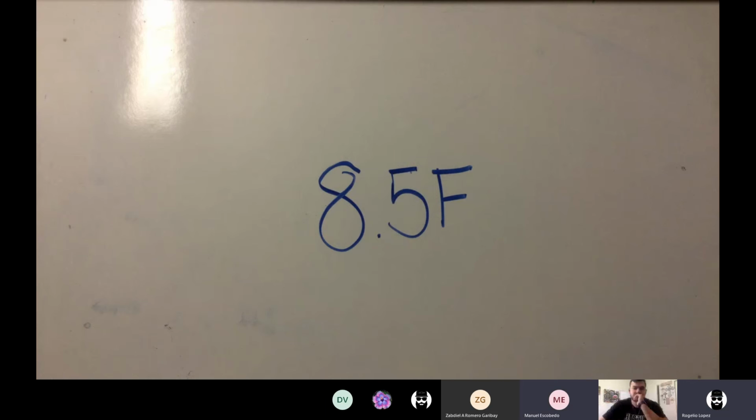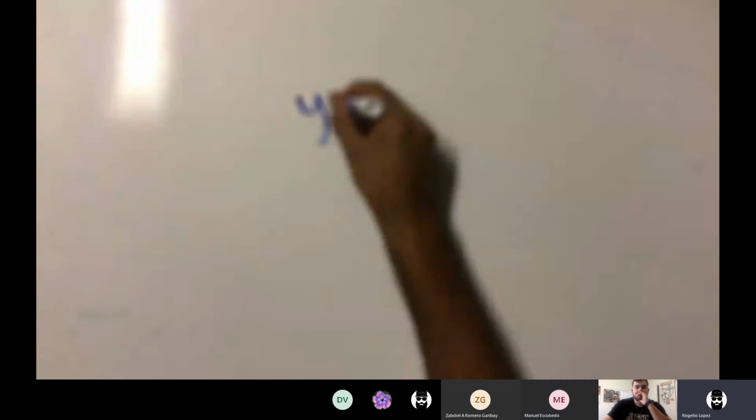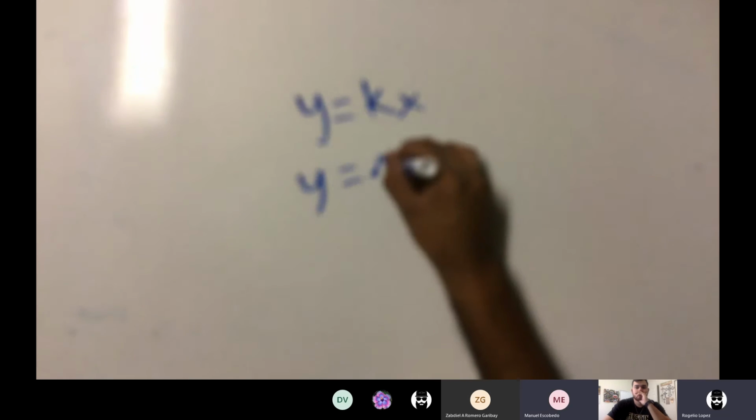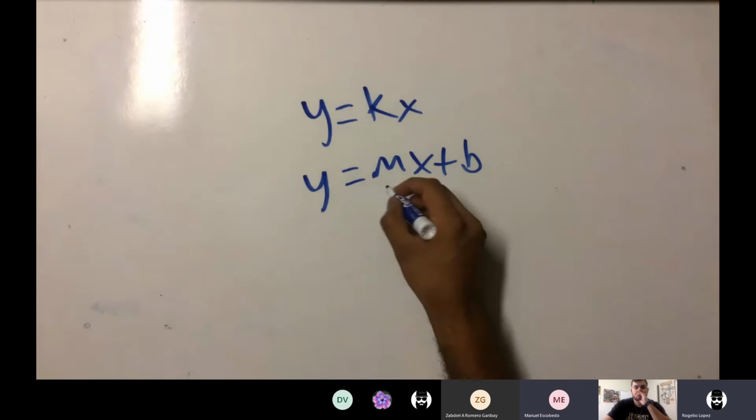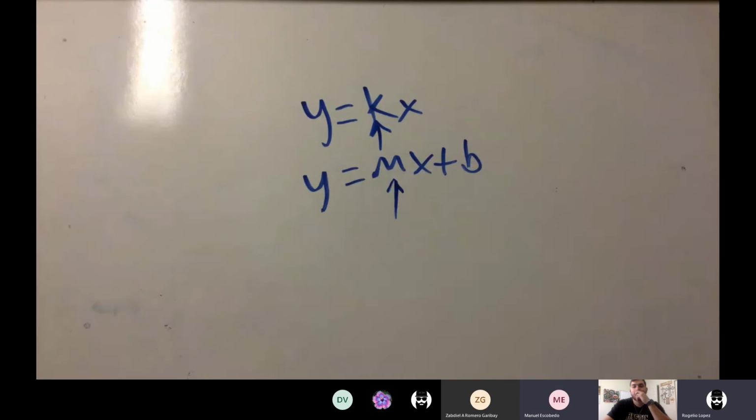Right, we're going to do 8.5F today, which is distinguish between proportional and non-proportional situations using tables, graphs, and equations in the form y equals kx or y equals mx plus b, where b cannot be 0. So again, y equals kx is the same thing as y equals mx plus b. Those are the exact same thing, okay? The only thing that's different is the letter.